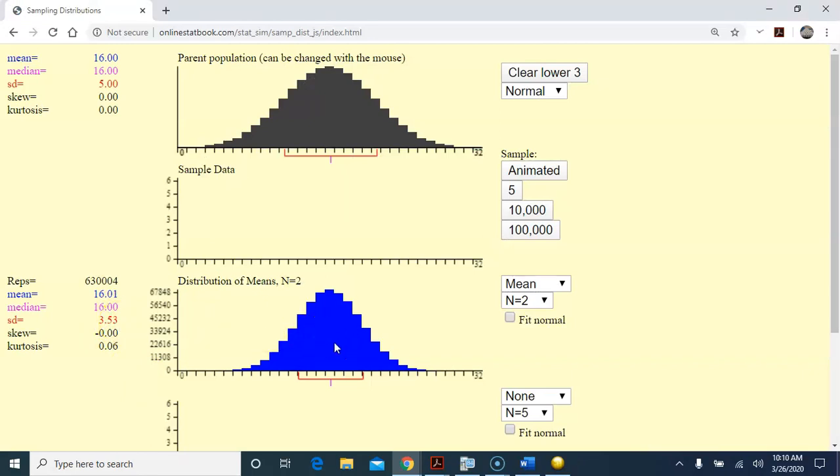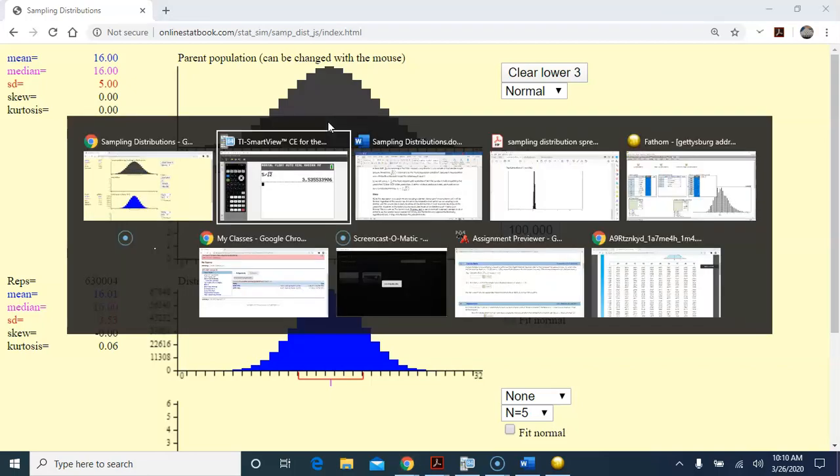So the point is that even with a small sample size like 2, by the way, I don't like that this app uses capital N instead of lowercase n, but even for a sample size of only 2, the distribution of x bars will look normal if the population is normal.